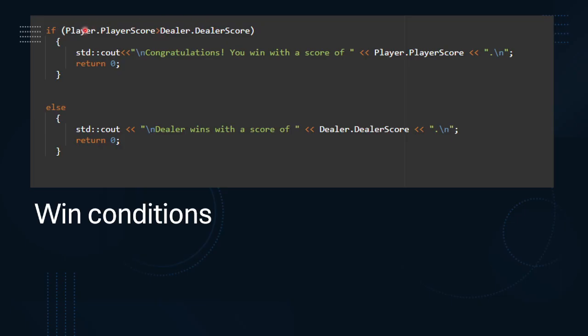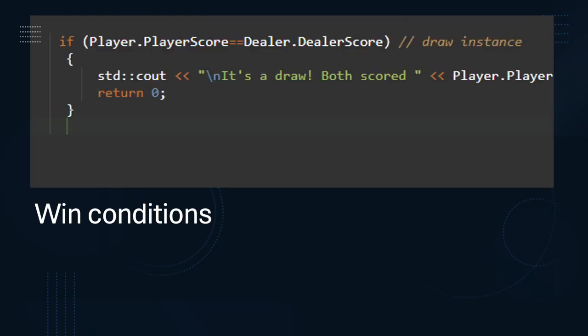Basically, the most important part is here. If the player's score is greater than the dealer's score, then congratulations, you win with a score of, and then it would print the player score. If this is not true, if the statement is false, then that would mean the dealer would win. And it would say the dealer wins with a score of, and then print the dealer score. This is if a draw. If the player score is equivalent to the dealer score, the program would say it is a draw.